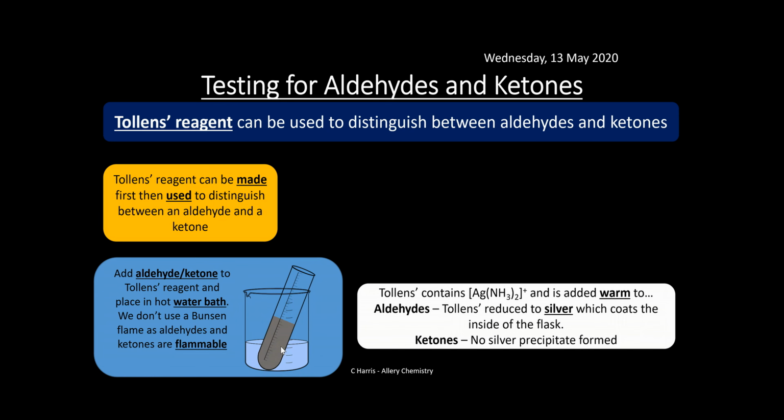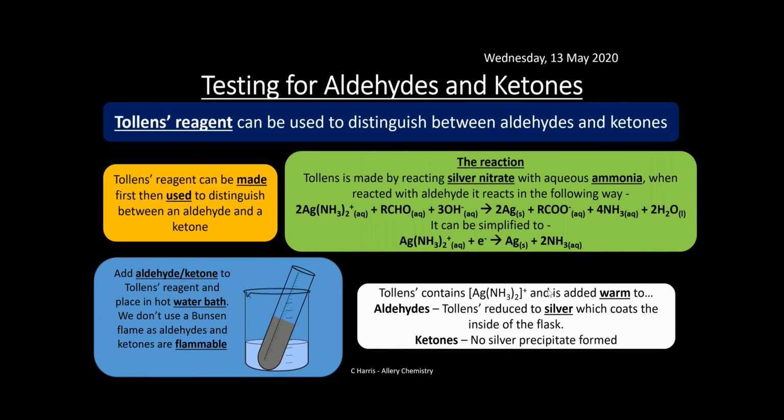Now a positive test is if we have an aldehyde present, we get a silver mirror. So we get a silver coat on the side of the test tube. I told you it was a nice reaction. Ketones, you get nothing, unfortunately. The reason is because Tollens actually contains a complex, Ag(NH3)2+. So this is what's inside Tollens reagent. And it's got to be warm because that helps it to react. It increases the kinetic energy of the particles and allows the reaction to proceed, to go over the activation energy.